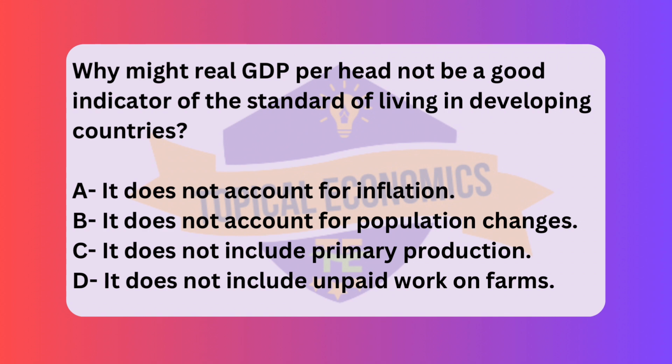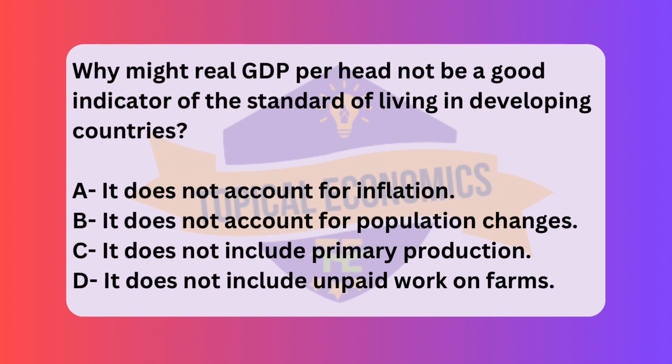Next, option B. It does not account for population changes, is incorrect. Real GDP per head is calculated by dividing real GDP by the population. This means that it inherently adjusts for changes in population, as it gives the average economic output per person. Therefore, changes in population size are already accounted for in the real GDP per head measure.